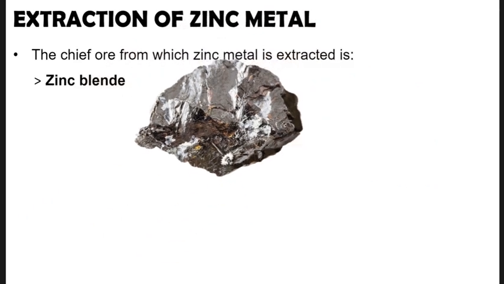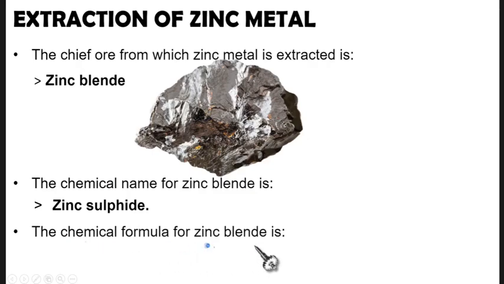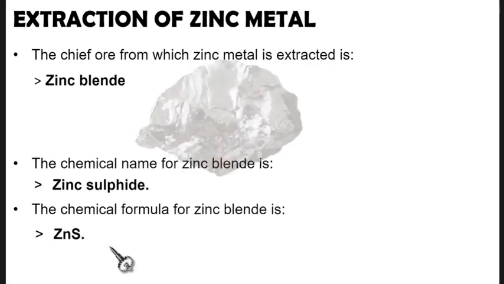What you should know guys is that the chemical name for zinc blende is zinc sulfide. So zinc sulfide again is the chemical name for zinc blende, so you should not forget about that. You also should know that the chemical formula for zinc blende is ZnS. Zn stands for zinc and S stands for sulfur. So ZnS is the chemical formula for zinc sulfide or zinc blende.